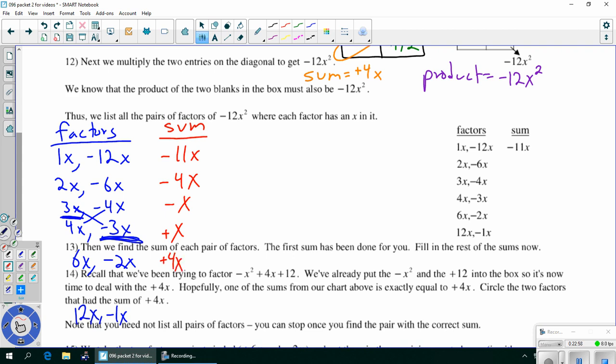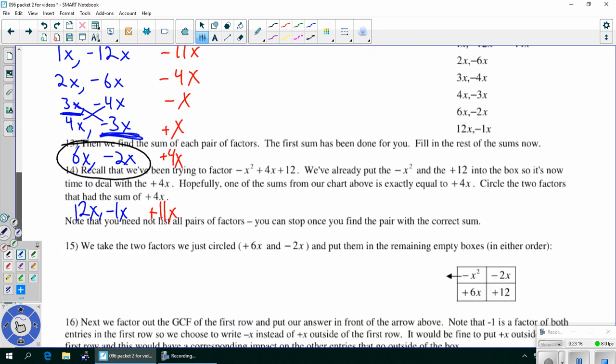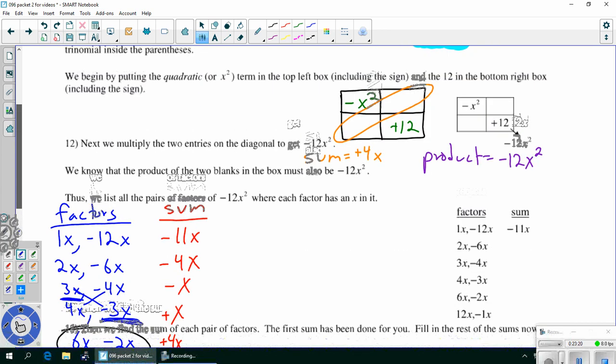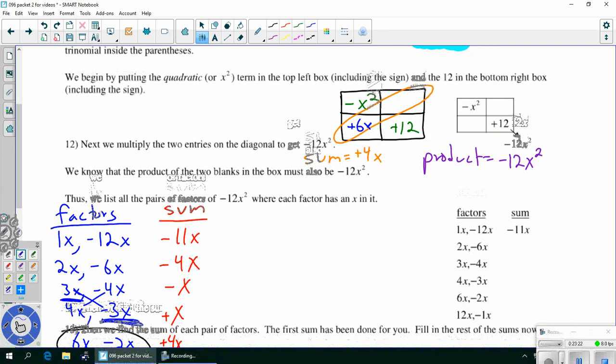As soon as you find the winner, you can stop, but I'll go ahead and complete this. Plus 11x is the last one. Okay, so we found our winner. It is right here, 6x and negative 2x. And so we put those two things into the two blanks in either order, 6x and negative 2x. Doesn't make any difference which one goes where. I'll put the plus 6x here and the minus 2x there, but totally okay to swap them.